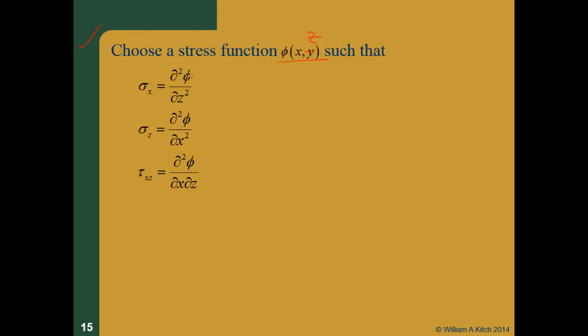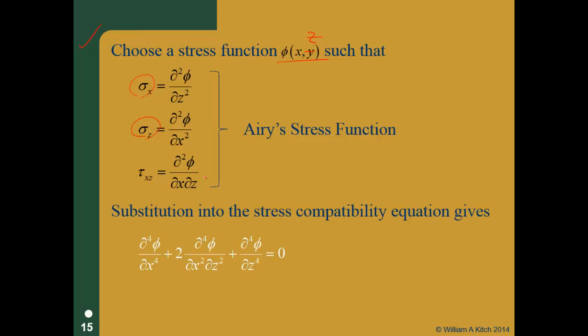Such that the second partial of phi with respect to z is equal to sigma x, the second partial of phi with respect to x is sigma z, and tau is minus the second partial of phi with respect to x and z. This is called Airy's stress function, because Airy, I'm guessing, is the guy who finally figured this out.